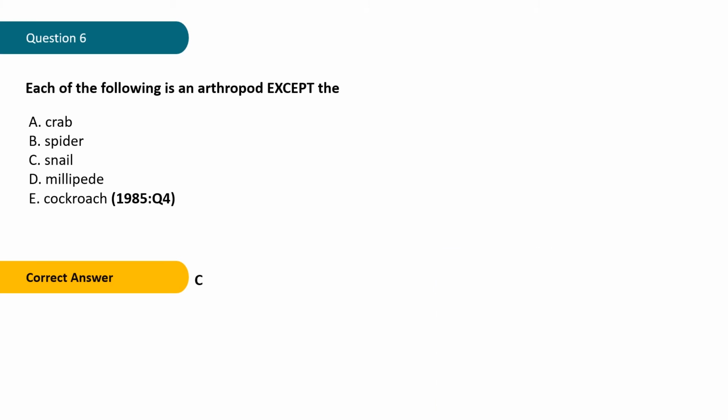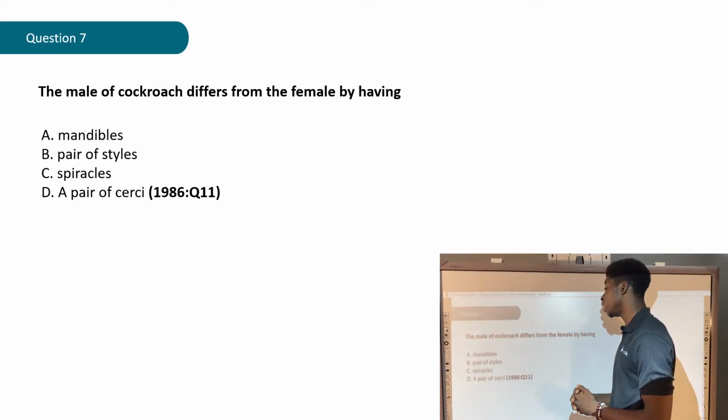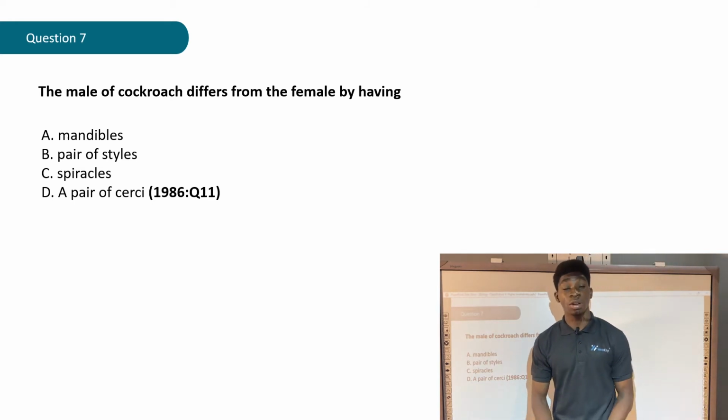Question 7. The male cockroach differs from the female by having A, mandibles, B, pair of styles, C, spiracles, D, a pair of cerci. The question is gotten from the year 1986, question 11. Why not give that a try?